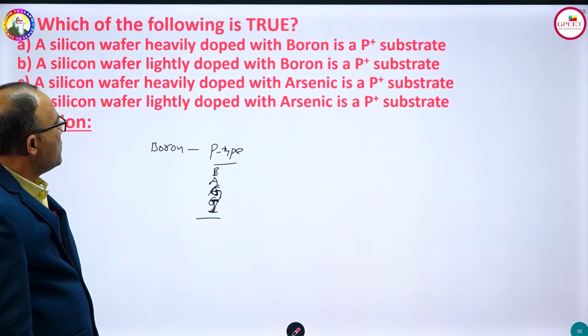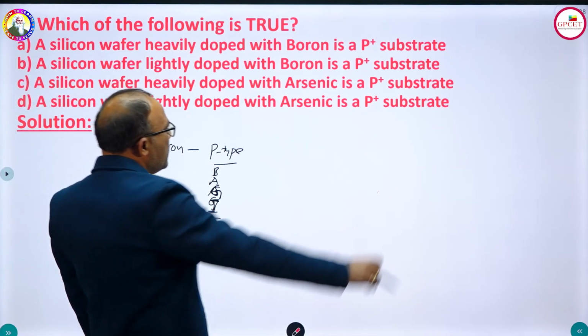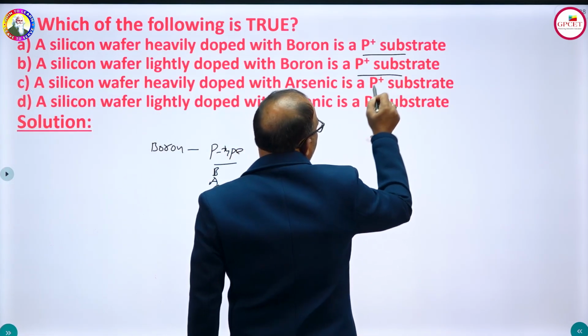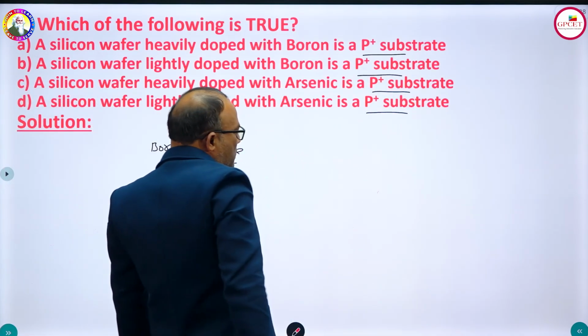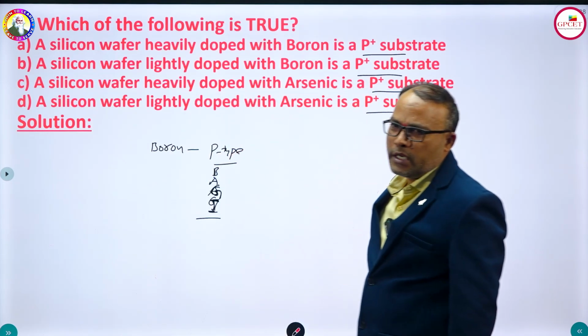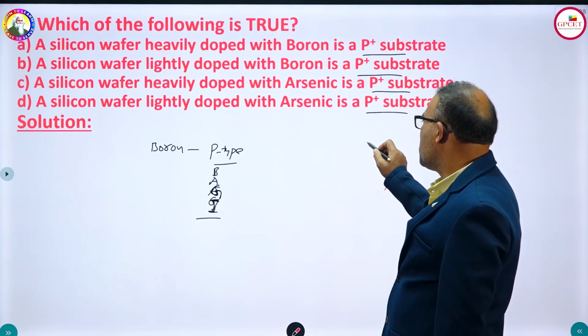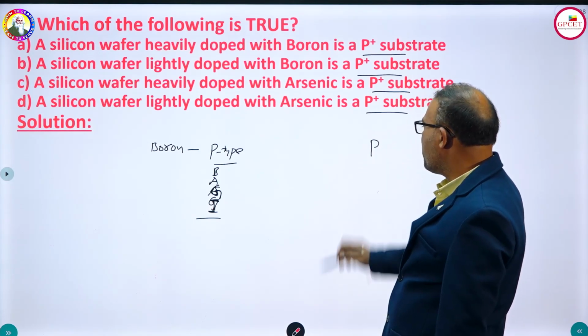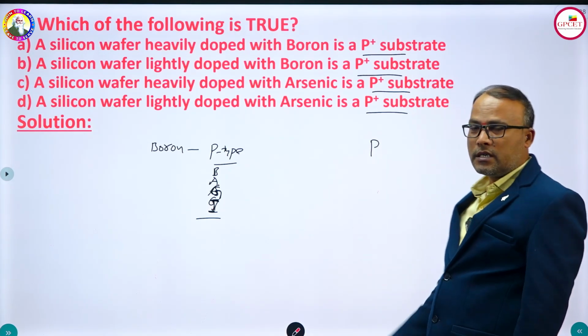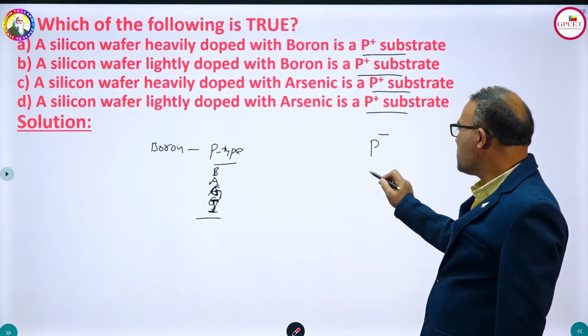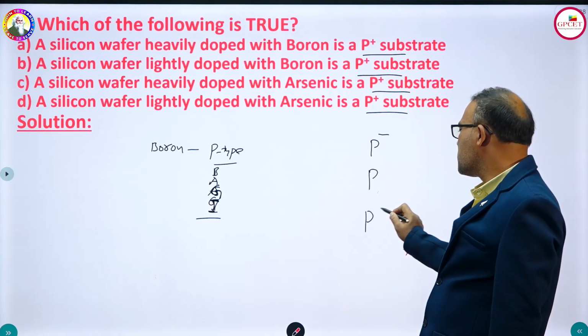So now it has been asked about a P plus substrate here. What is a P plus substrate? Actually, we have learned only about P-type and N-type semiconductors. But what is a P plus substrate? P plus substrate is a heavily doped semiconductor. We have three types of semiconductors here: P minus, P and P plus.